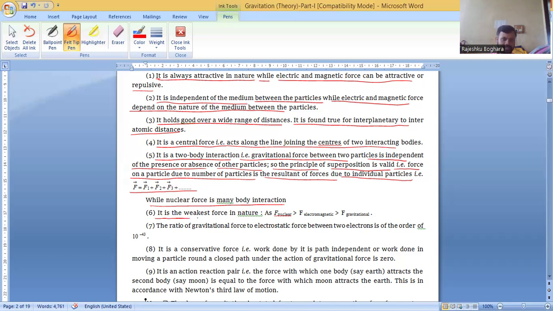It is the weakest force in nature. It means nuclear force is the strongest, then electromagnetic, and after that gravitational. The ratio of gravitational force to electric force between two electrons is of the order of 10 raised to minus 43. So for electrons, the ratio of gravitational force to electric force comes out near about 10 raised to the power minus 43.